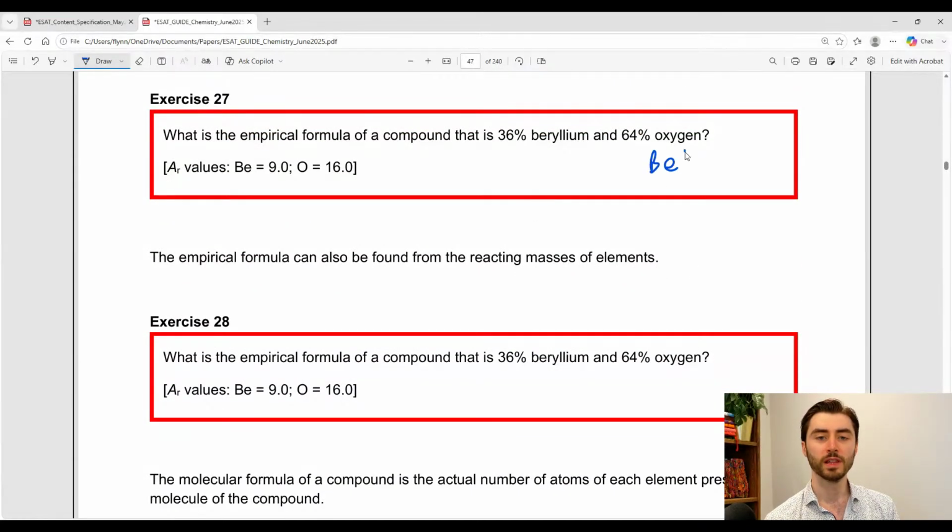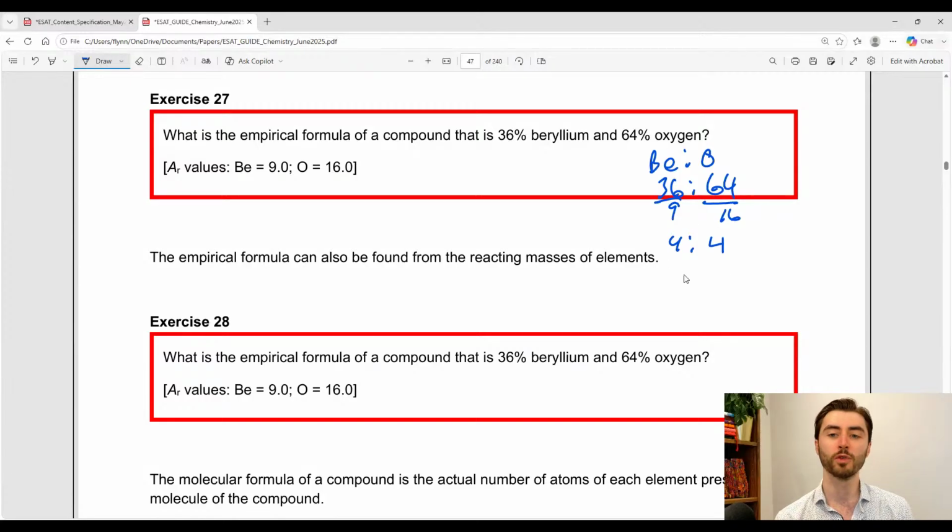Right, so for beryllium and oxygen, if we had 100 grams of this, then 36 grams would be beryllium and 64 grams would be oxygen. We convert those to moles. So 36 grams of beryllium is 4 moles, and 64 grams of oxygen is 4 moles. Therefore, the simplest ratio is 1 to 1, and it's just beryllium oxide.